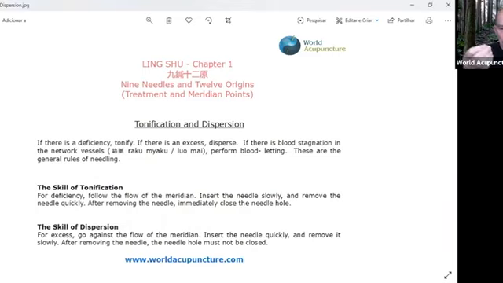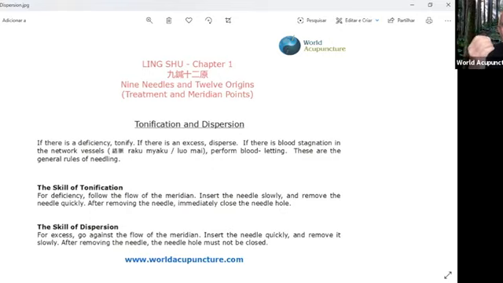We insert the needle slowly, and then we remove the needle quickly. This is in the classics. This is written in the Ling Shu. This is not just Japanese acupuncture. This is classical acupuncture. It is traditional East Asian medicine. After removing the needle, we close the needle hole. So that's tonification.